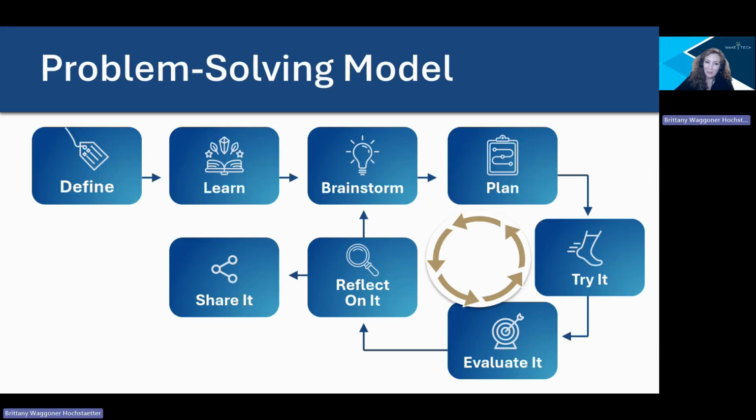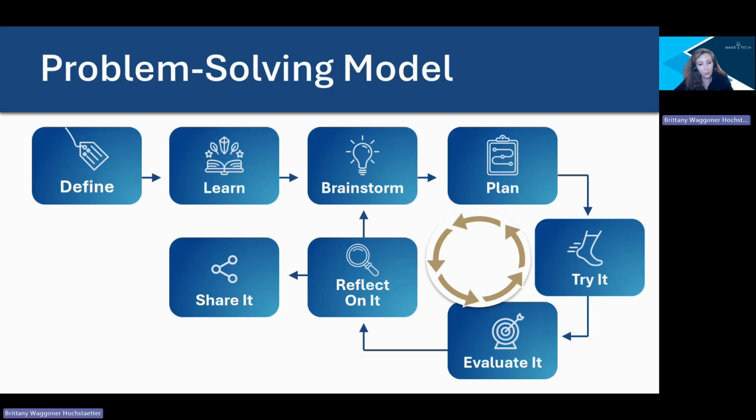Then we try it. We put our plan into action by testing the solution in a real or simulated environment. This is theory meeting practice. Some of our students will actually implement solutions like hair color corrections or even broken software code. Other students will have to think through potential consequences using theory and data.